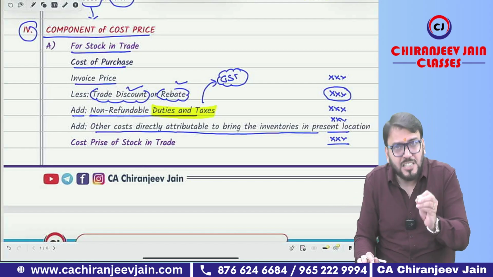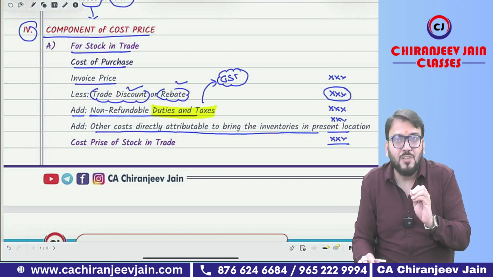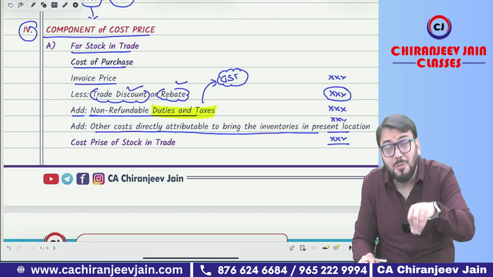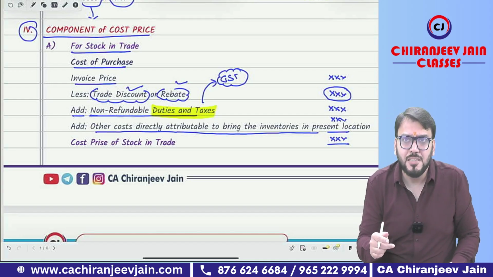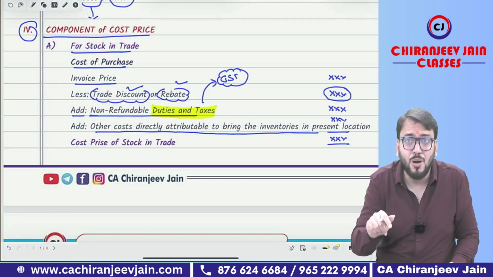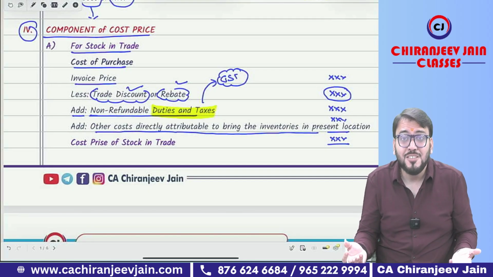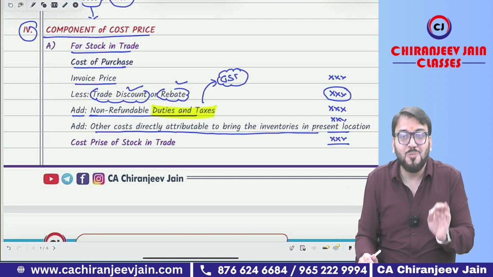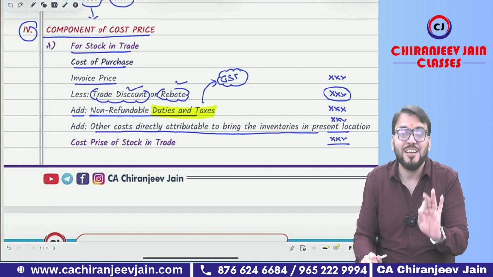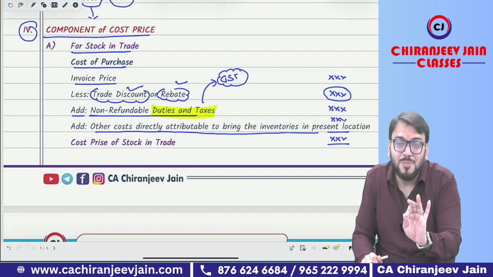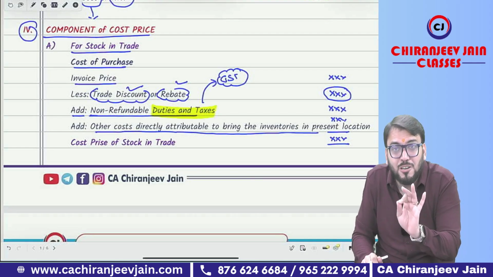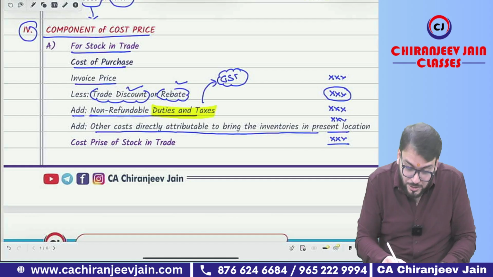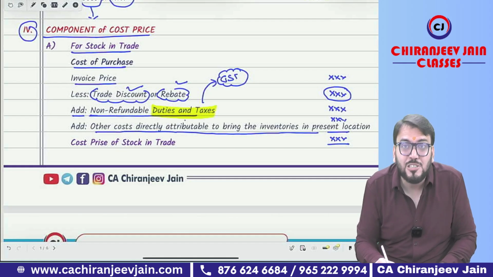Correct? Now GST, just try to understand: when you purchase, you pay GST and that is recoverable from the government. If it is refundable by the government, it means it is not your cost. And if it is not recoverable by the government authorities, it is a part of cost. Therefore, if it is non-refundable, you should add it. But if it is recoverable by the government authorities, it is not a part of cost. Do not add it. Are you getting what I am saying? So only the non-refundable duties and taxes.